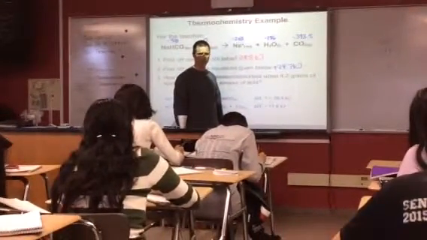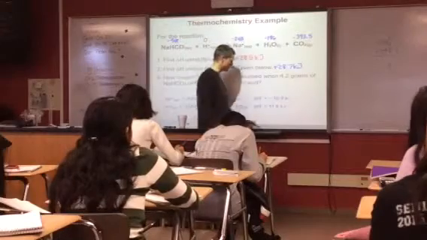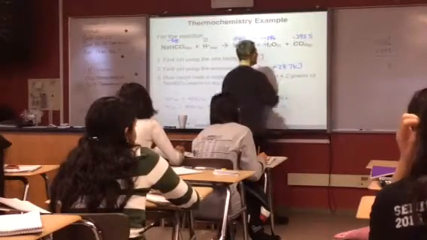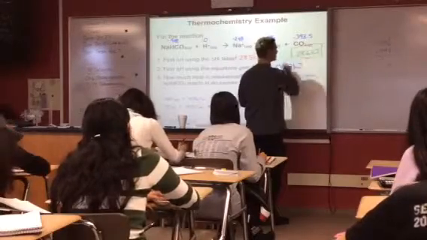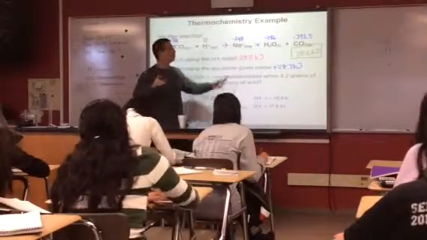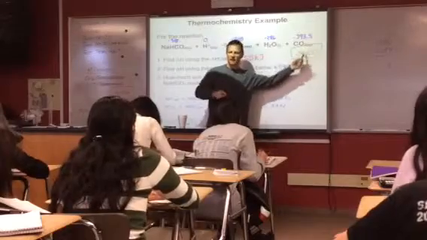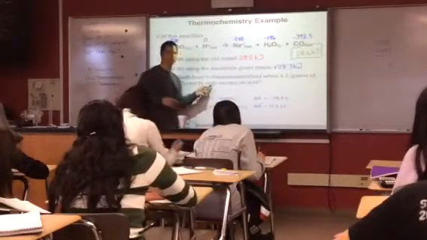I like number two because we're going to take the average then. The average is 28.6 kilojoules, which is the delta H for this reaction. Now, with that as the delta H of the reaction, try to answer number 3 now.